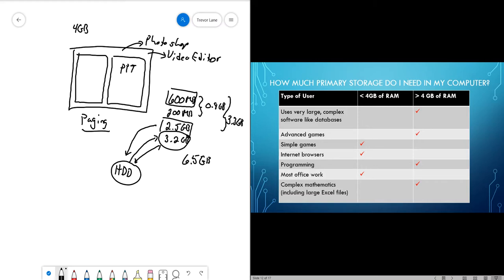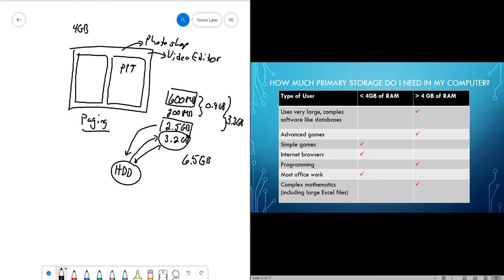If you're playing high-end graphical games, you're typically going to need more than 4 gigabytes, unless you're playing on some streaming service like Google Stadia, which does all the processing on their side and just sends you an image. Simple games, things like on Kongregate, or things that are on Facebook games, that kind of stuff, you don't need a lot of RAM for that. And similarly, same with internet browsers. You don't really need a lot of RAM for that. Everything is typically done on the server side, and then you just send imagery and whatnot.